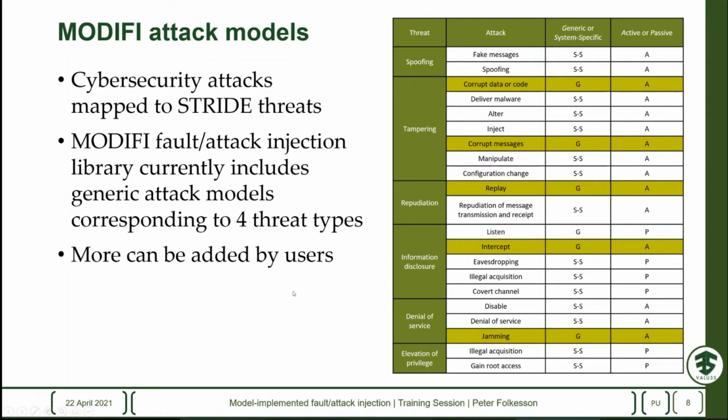Now, the tool currently includes generic, that is not system-specific, attack models corresponding to 4 of these threat types. Currently, we have corrupt data or code, and corrupt messages corresponding to tampering threats. We have replay attacks corresponding to repudiation threats. Intercept attacks corresponding to information disclosure threats. And jamming attacks corresponding to denial of service threats.